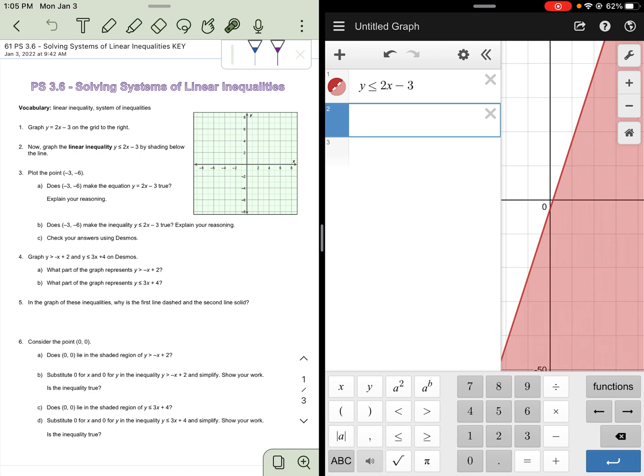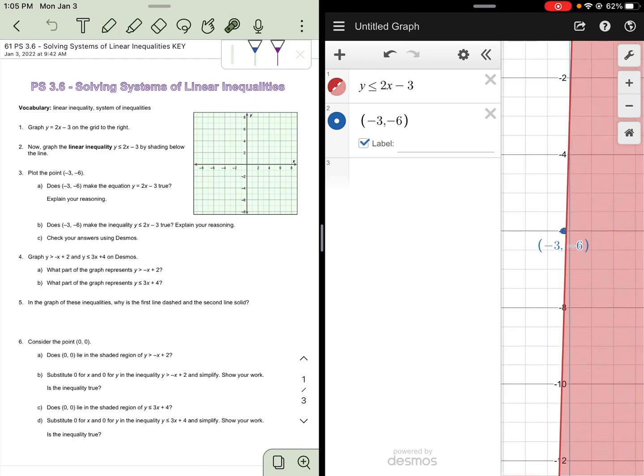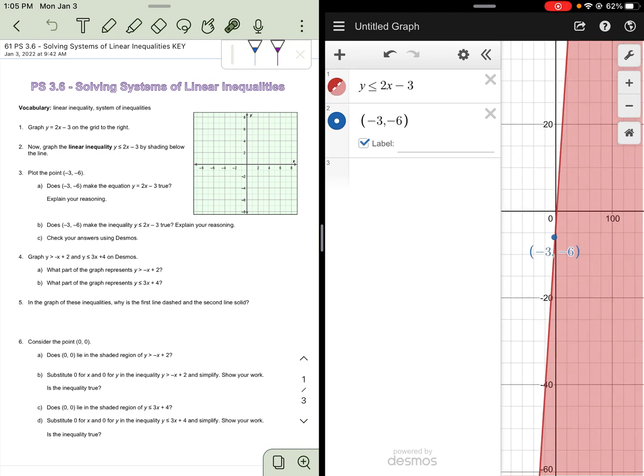Now plot the point -3, -6. There we go. So there's the point -3, -6, and it says, does that make the equation true? Now, graphically speaking, since it's not on the line, it's close to it, but it's not actually on it, then it's not a solution to the equation.